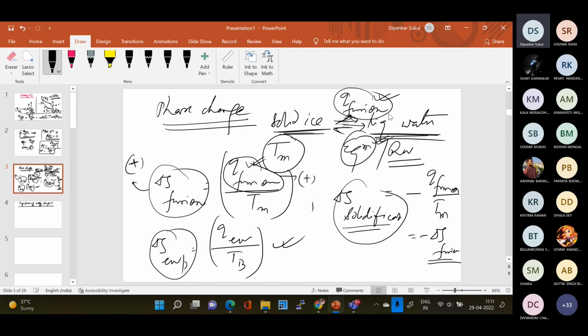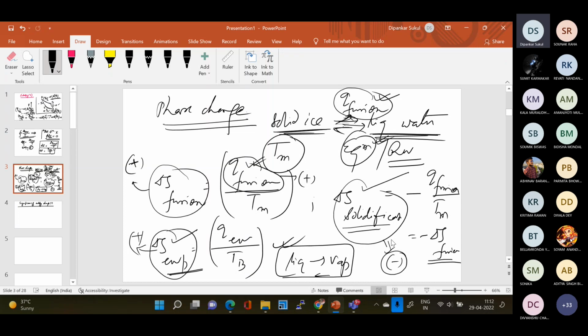Similarly, entropy of evaporation is also positive. That is, entropy is increasing for the evaporation process. Evaporation means liquid to vapor. This is the evaporation process. But if you consider solidification or liquefaction, that is the reverse of it. In those cases, delta S will be a negative quantity. That is, entropy will decrease.